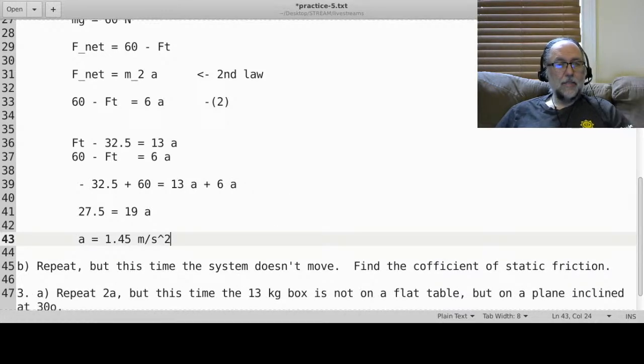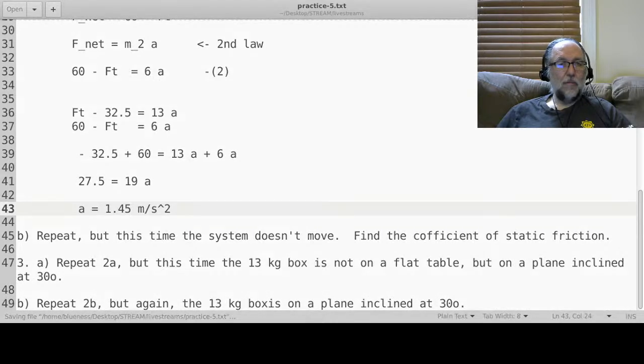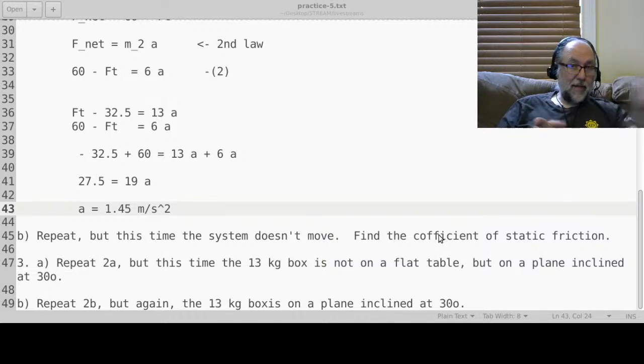So part B is a static friction problem. I say repeat the entire problem, but this time the system doesn't move at all, and find the coefficient of static friction. Now I should say find the range of the coefficient of static friction, because remember that the static friction has a minimum value. It could be bigger than that, but it can't be less than that without it slipping. But let's do this problem.